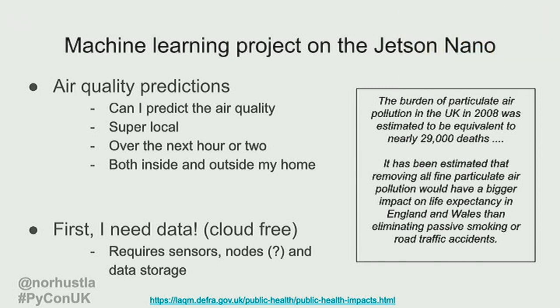I think that air pollution is a major topic. They say in 2008 it contributed to 30,000 deaths or so. And apparently if air pollution was solved, it would have a bigger impact than, say, removing passive smoking or road traffic incidents. So starting out with my project, I just want to see if I can predict air quality very, very localized outside my house in the next hour or so. And both inside and outside the house to get an understanding of how well insulated my house is, in a way. So to start this off, I need a load of sensors.